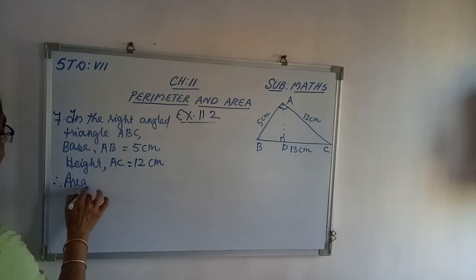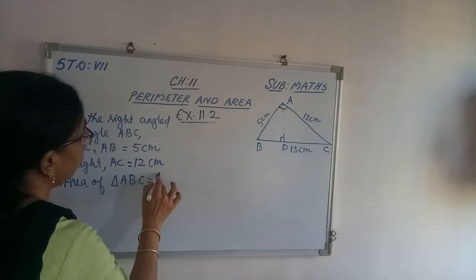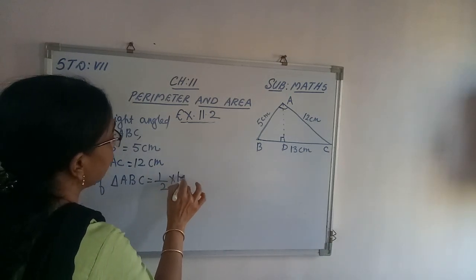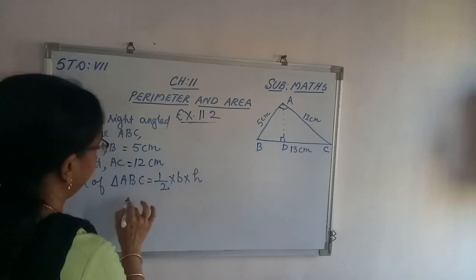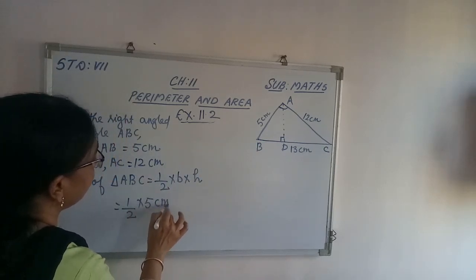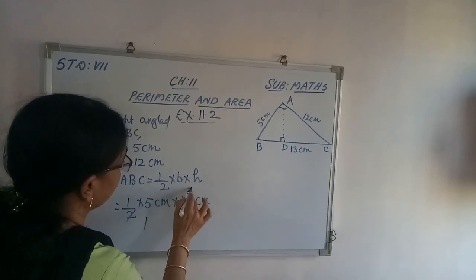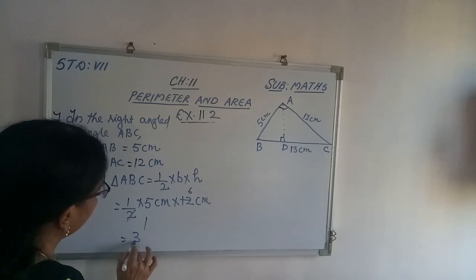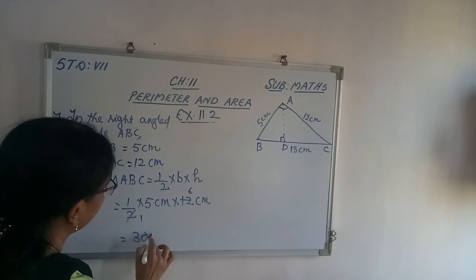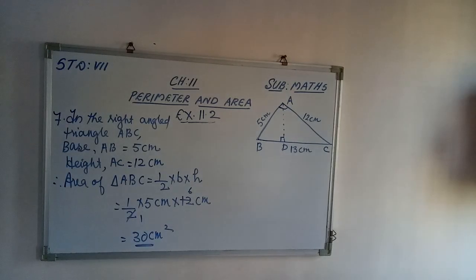Therefore, area of triangle ABC is equal to half into base into height. That's equal to half into 5 centimeter multiplied by 12 centimeter. That will give you 30 centimeter square. 30 centimeter square is the area of triangle ABC. Is that clear?